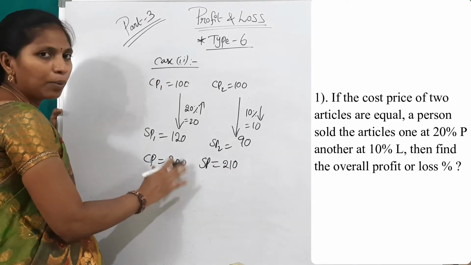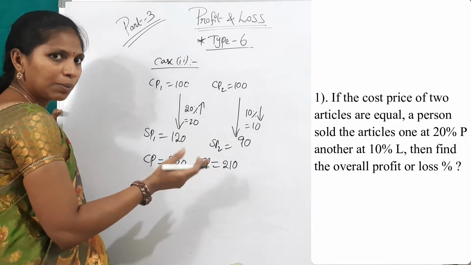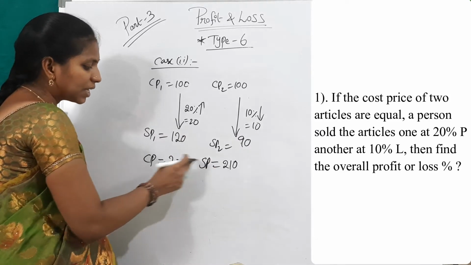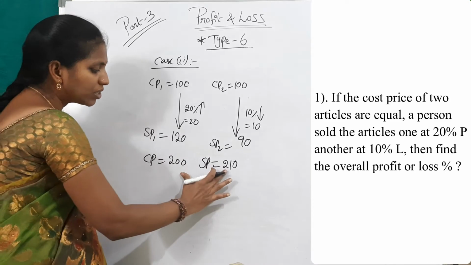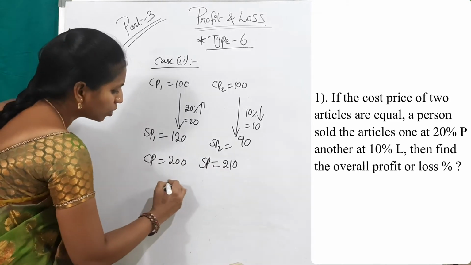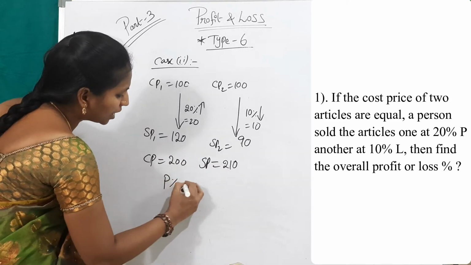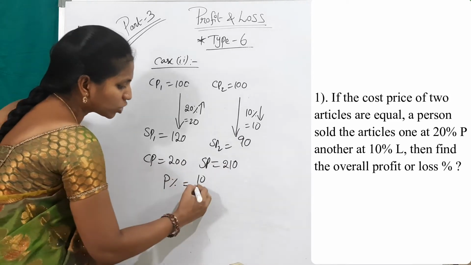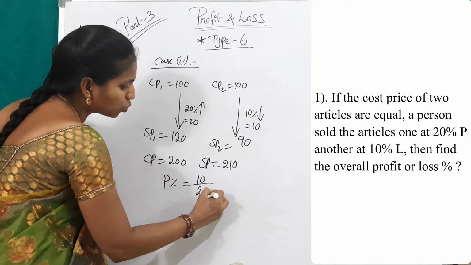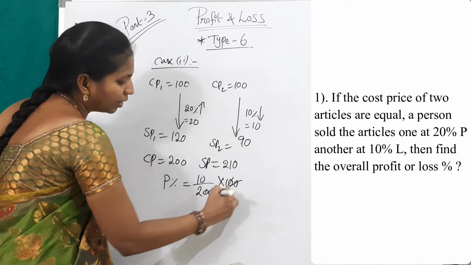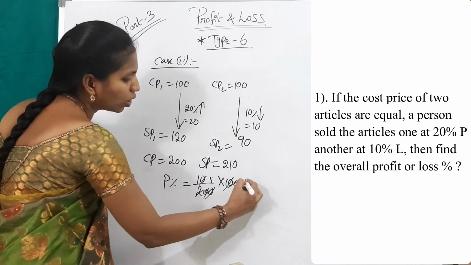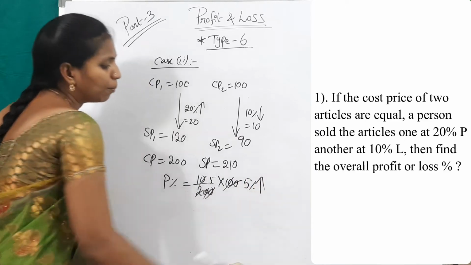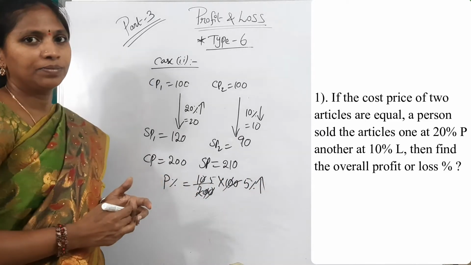Now see here, profit or loss? Profit, because the selling price is greater than the cost price. How much difference is there? 10. So here profit percentage equals profit, that means 10, the difference between selling price and cost price, divided by cost price 200, into 100, that is 5. So 5% profit is the result.